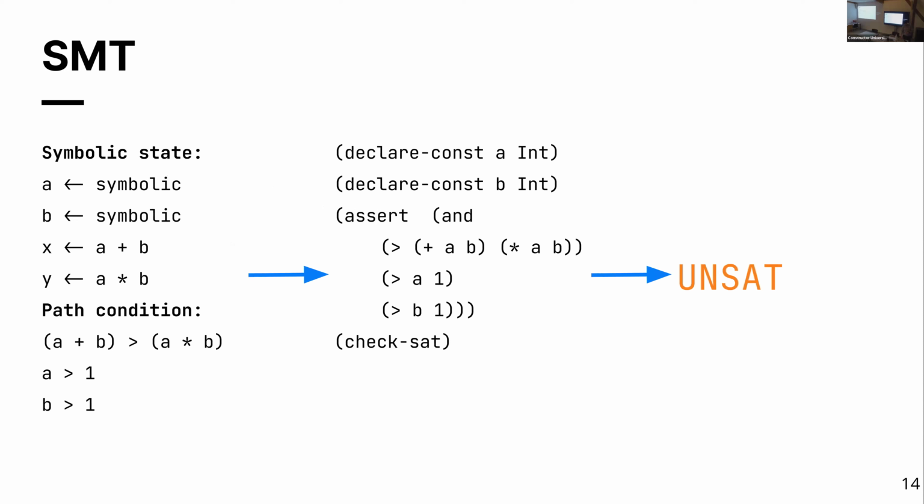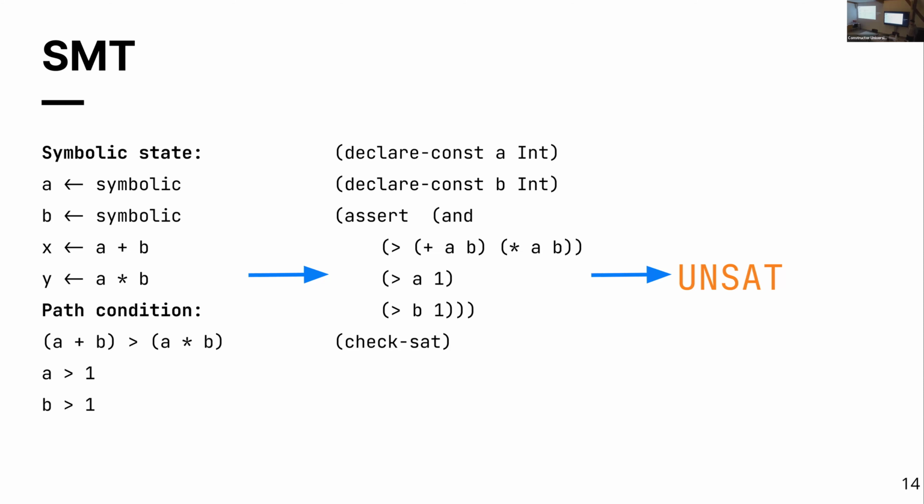So let's try to see how it works on our symbolic state that we built before. In the middle, you can see a small and simple SMT formula that uses integer theory and expresses our symbolic state. By building this formula and asking the SMT solver to check it for satisfiability, we can see that this formula is unsatisfiable. And this may lead you to believe that the first example that we saw was actually unreachable, so our program was correct.